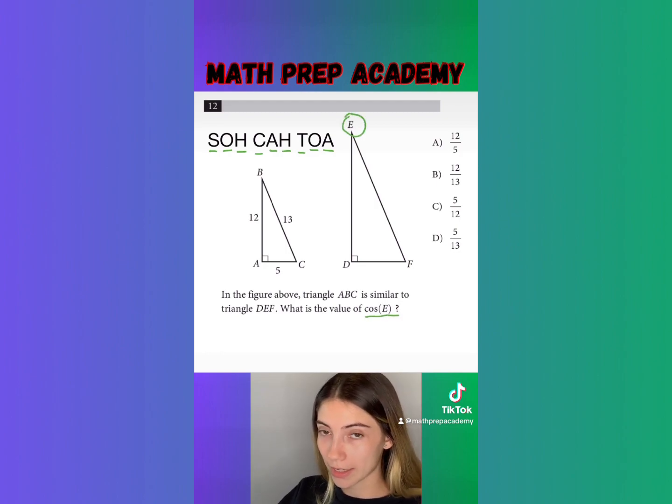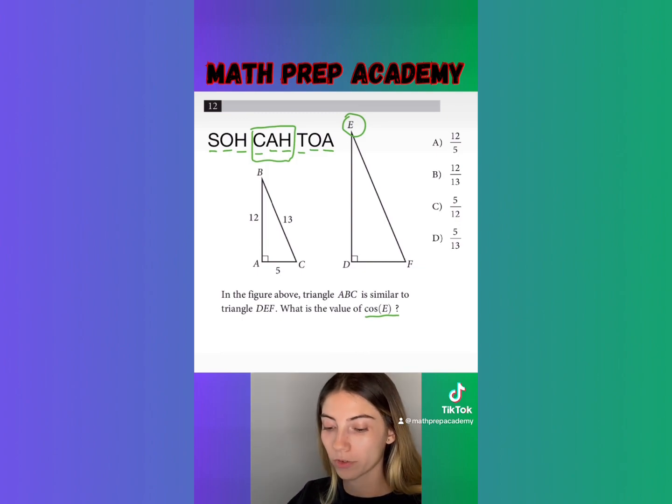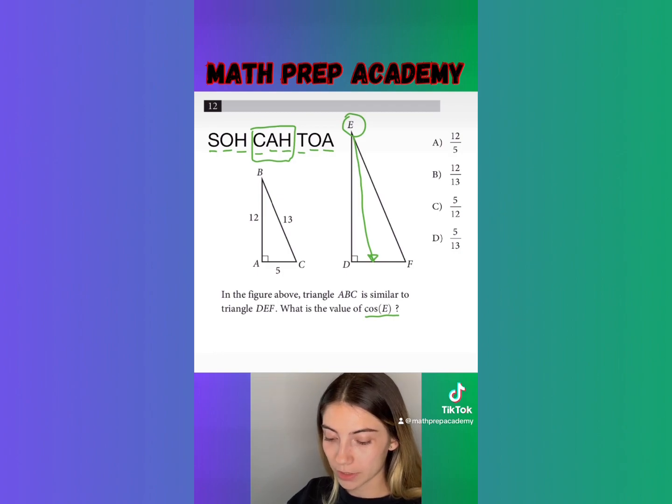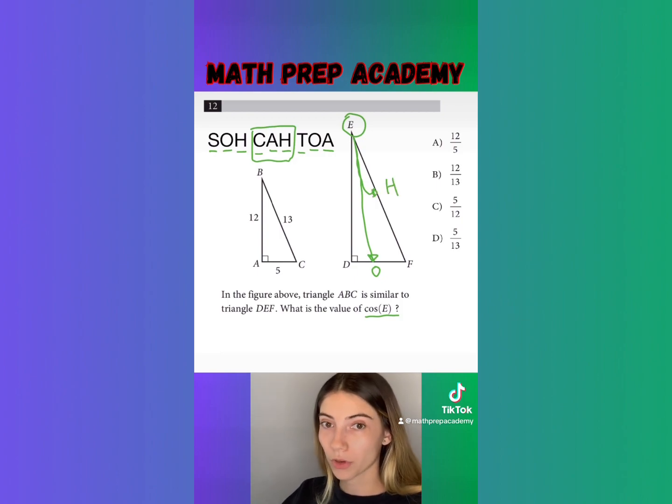So let's circle E. So cosine, that's going to be the middle part, the CAH part, this part over here. So we know that the cosine is the adjacent over the hypotenuse, the A over the H. So we need to determine which side is what. So the easiest one to spot is always going to be the opposite. So the opposite of E is going to be over here. The hypotenuse is always the longest side. So this over here is going to be our H. And our leftover side is going to be our adjacent.